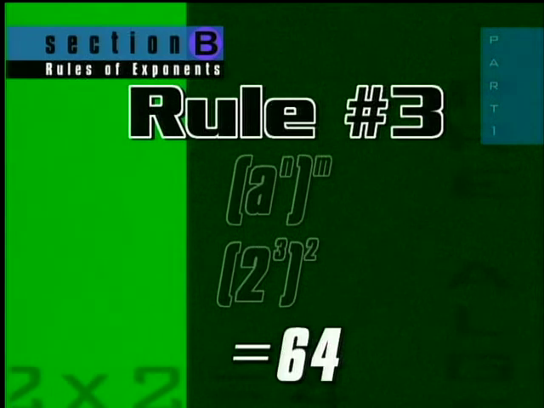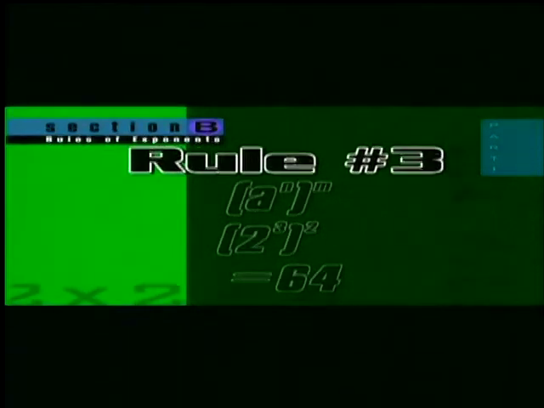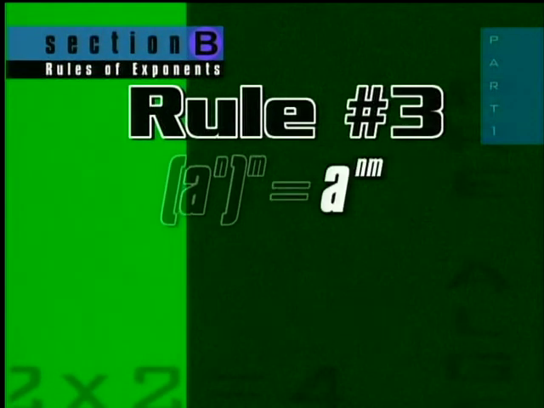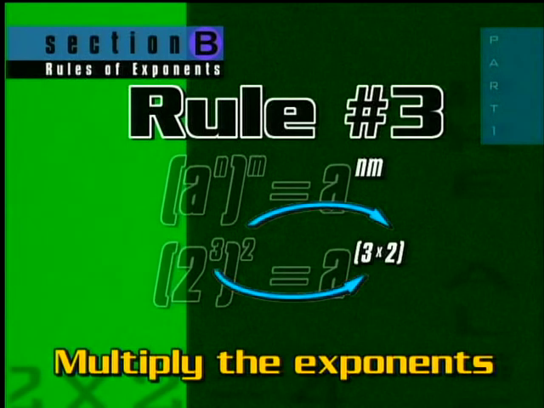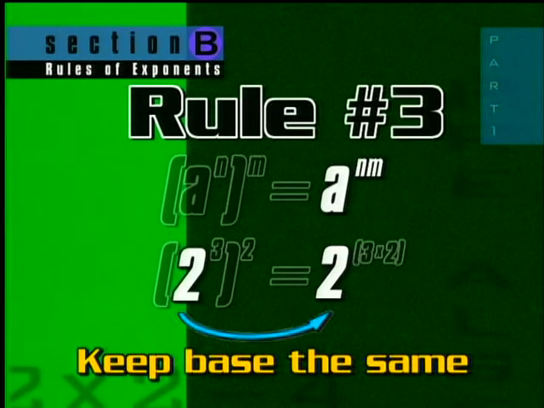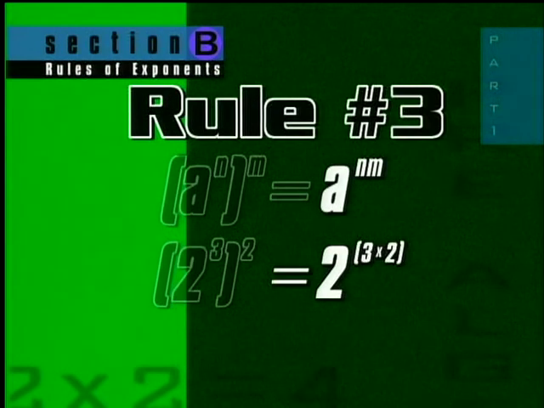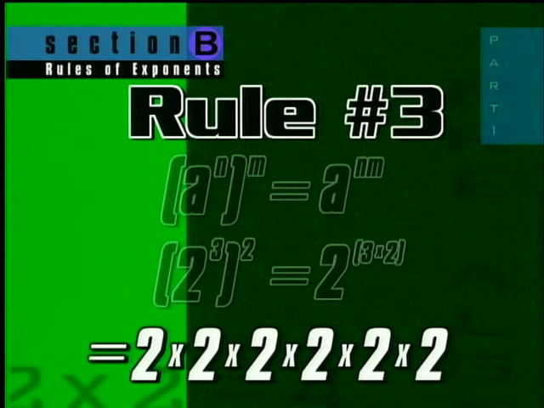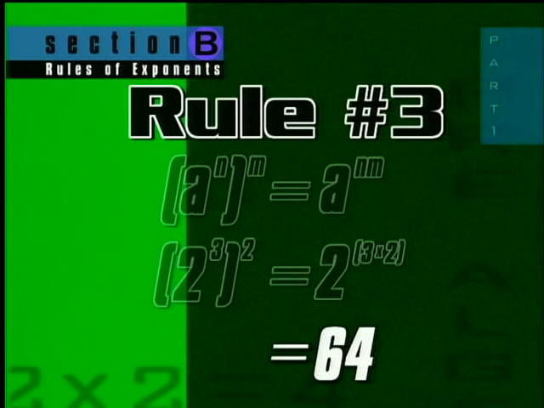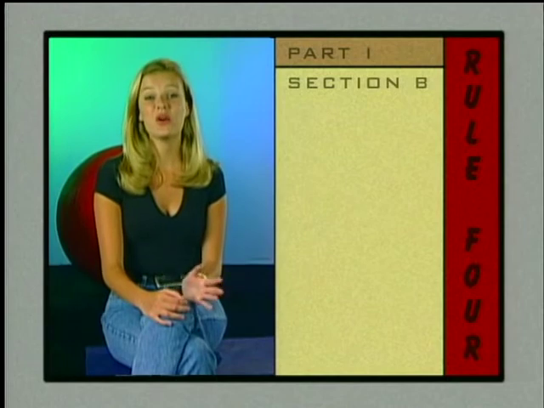But just like the other rules, this one is here to help us shorten the process. Rule 3 says we can multiply our exponents, n and m. So we take 2 cubed squared and multiply the exponents. Keeping the base number the same, it then becomes 2 to the 3 times 2 power, or 2 to the 6th power. When we multiply it out, we get 2 times 2 times 2 times 2 times 2 times 2, which equals 64.